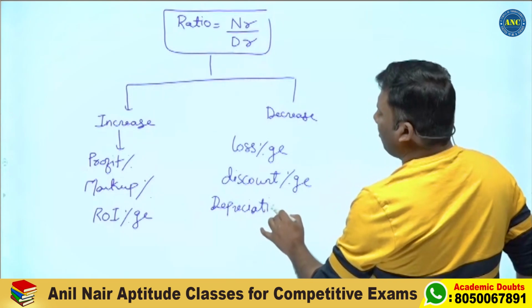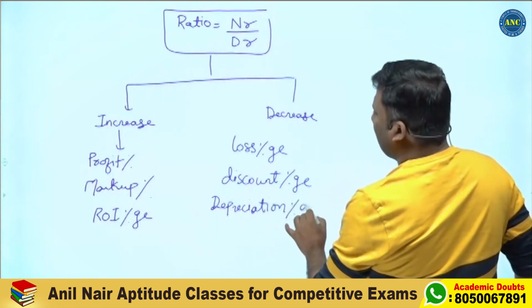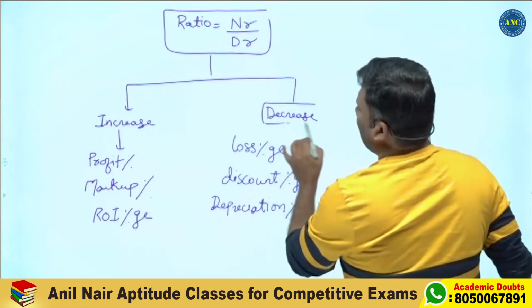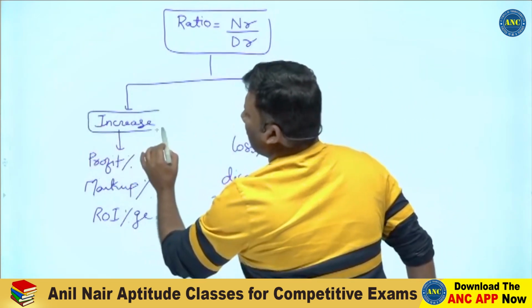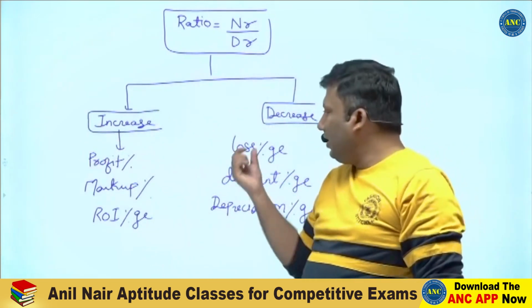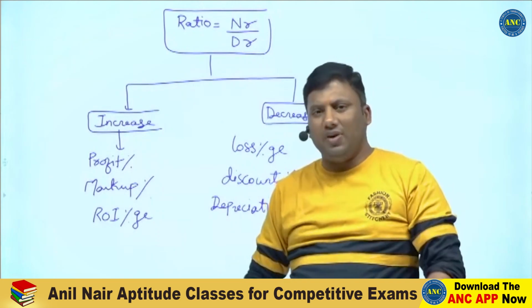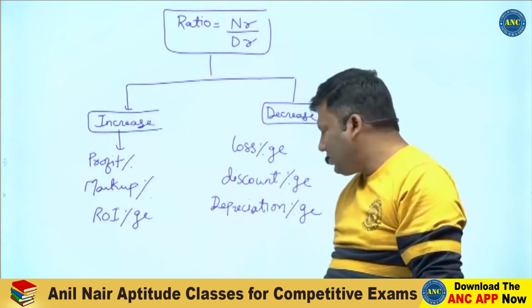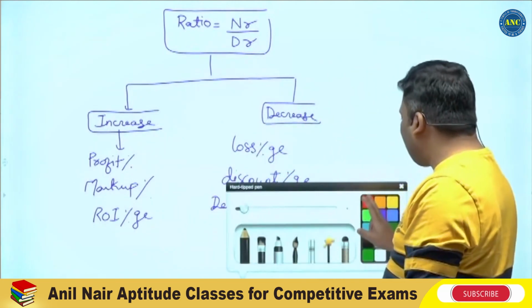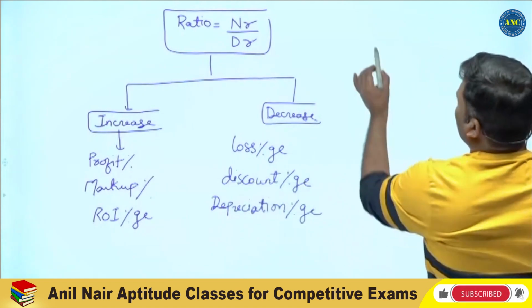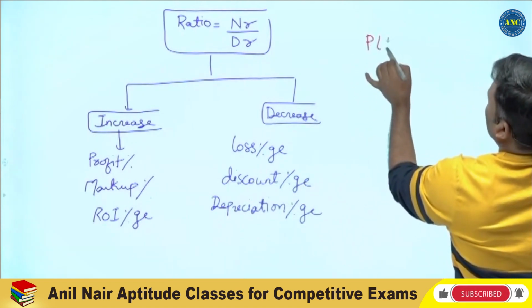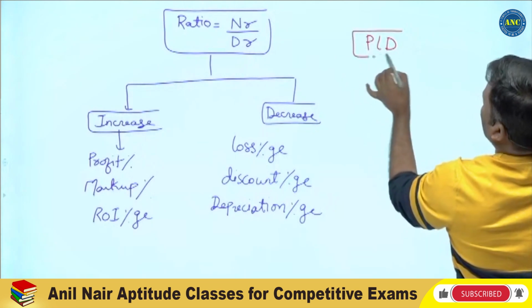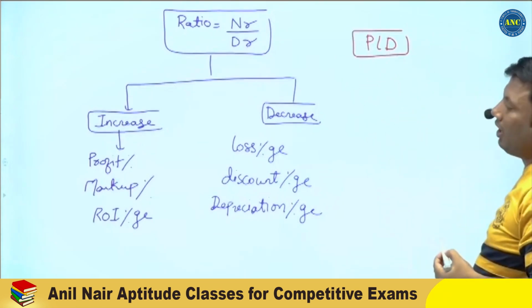I could not get what I gave, so I got a little less. So based on increase, there are 3 percentage values. Based on decrease, there are 3 percentage values. It's very, very easy to understand the entire chapter. Now if you see here, profit, loss, and discount, this entire chapter I will write down in one table.